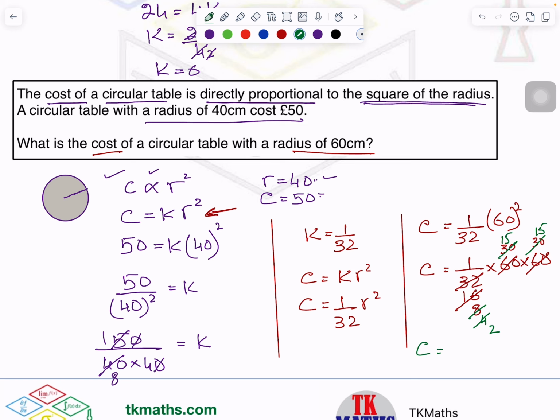I got 15 into 15 divided by 2. Now this is easy to calculate, a small number. 15 times 15 is 225 divided by 2. So now easily you can do long division and check it, or you can do the half of 225 mentally. You don't need any calculation. So it is what? 112.5. So cost is 112.5 for the table which has a radius 60 centimeter.